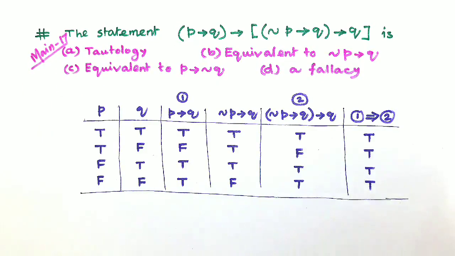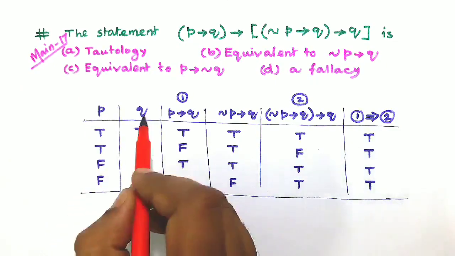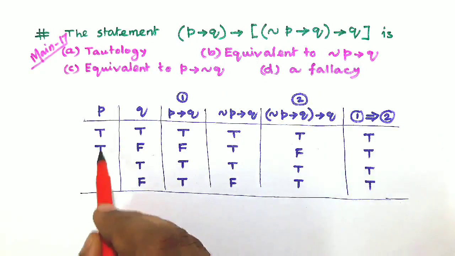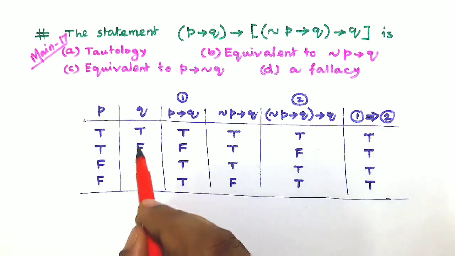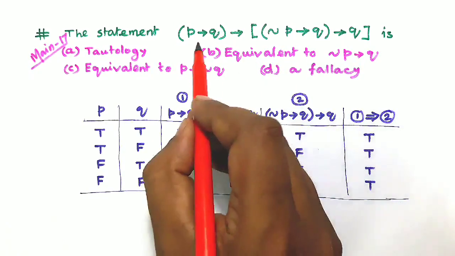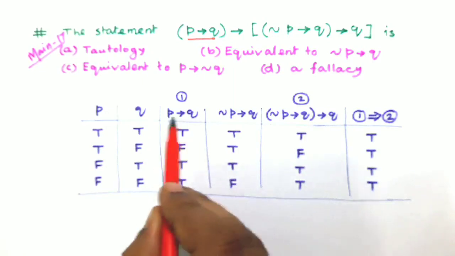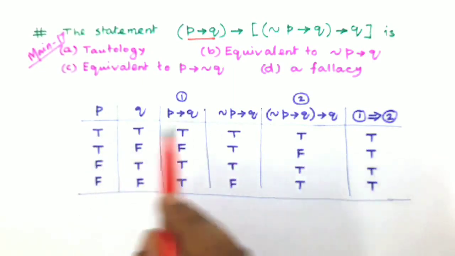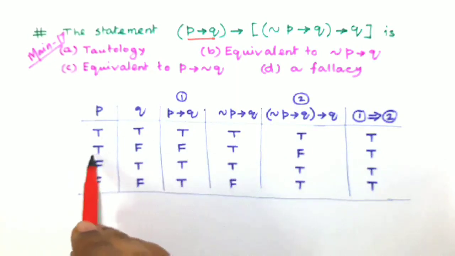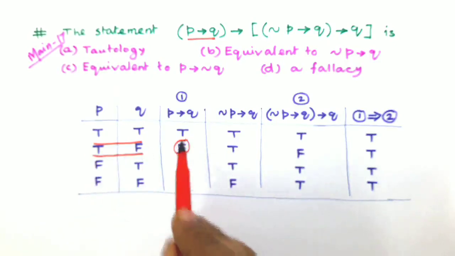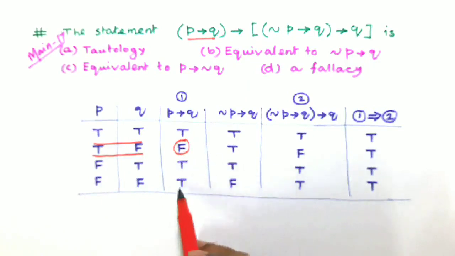Let's see. We consider two statements P and Q. Without this there is nothing. P and Q, so P is T, T, F, F, and Q is T, F, T, F. Now see that this is P implies Q, so the first column is P implies Q. So we know the implications. T implies T is T. T implies F, only this statement is important, T implies F is F. Otherwise the rest are true, isn't it?